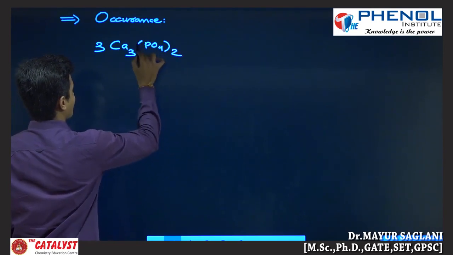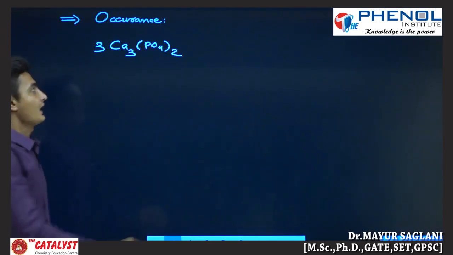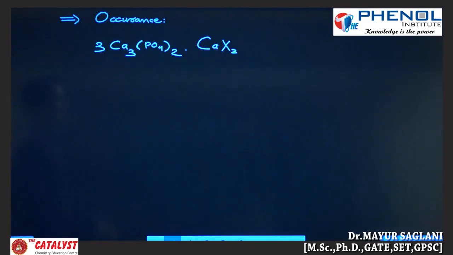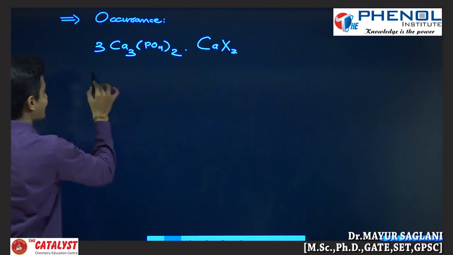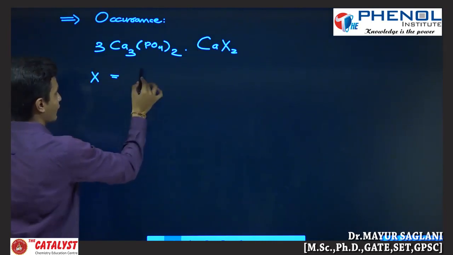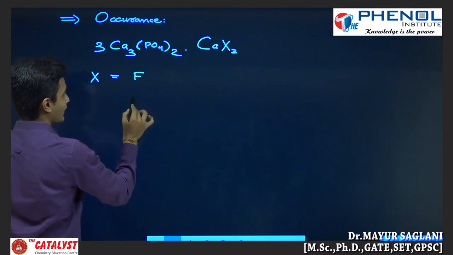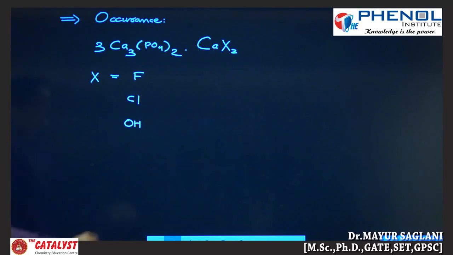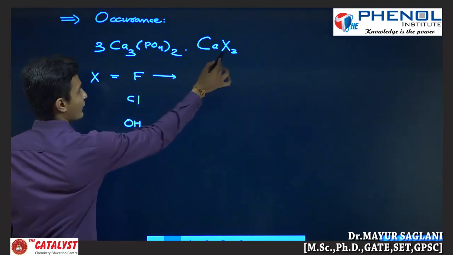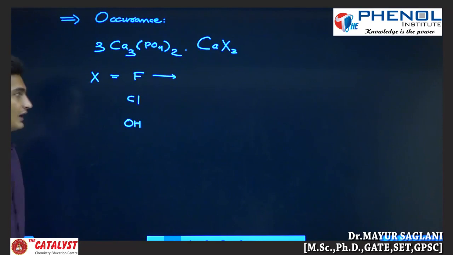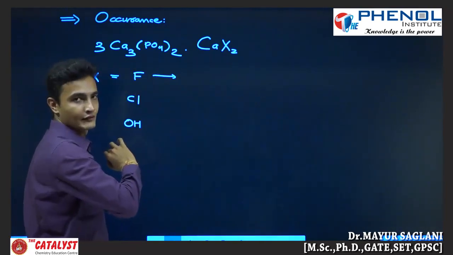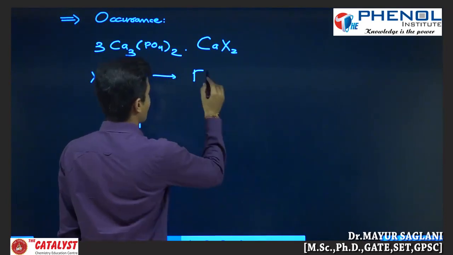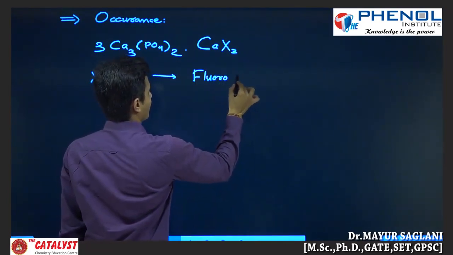The first is 3 times Ca3(PO4)2, that means calcium phosphate, into CaX2, where X is either fluorine, chlorine, or a hydroxy group. If you write fluorine instead of X, then the name of the mineral would be fluoroapatite.